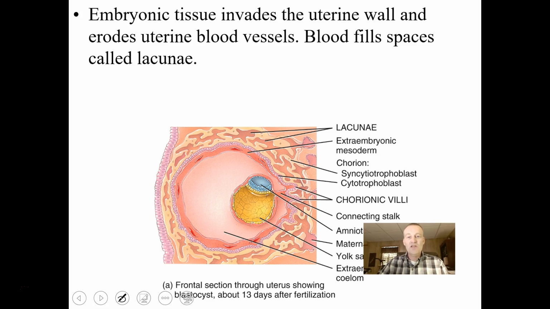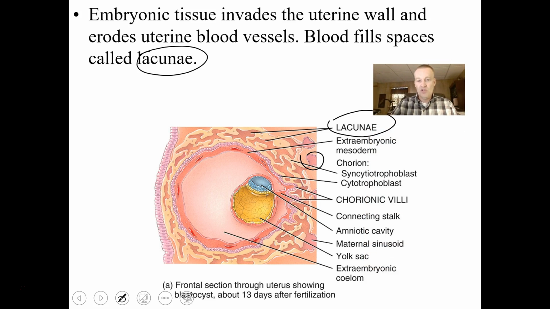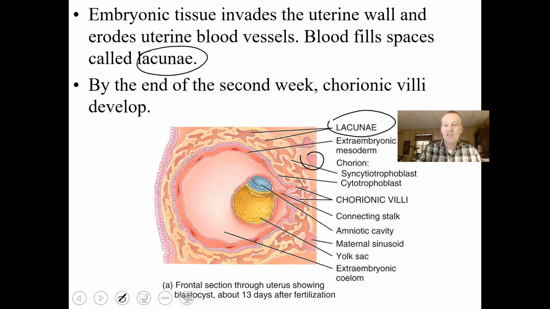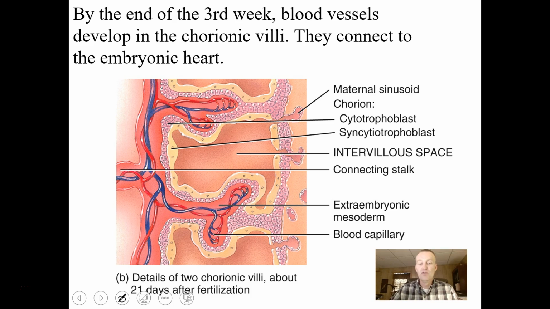Embryonic tissue is going to eventually invade the uterine wall and erode the uterine blood vessels. Blood fills those lacunae. So you can see the lacunae that have formed. Once the blood vessels of the mother have been eroded, they will fill up those lacunae. By the end of the second week, the chorionic villi are going to develop. These will be extensions out of the baby portion of the placenta that will help the baby to feed on the fluids inside of maternal blood.